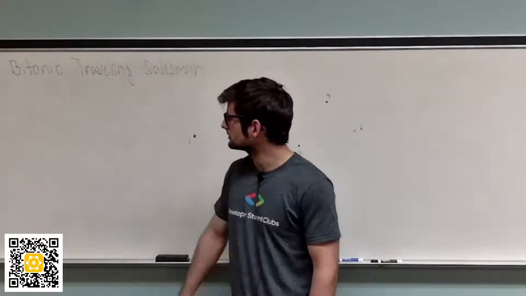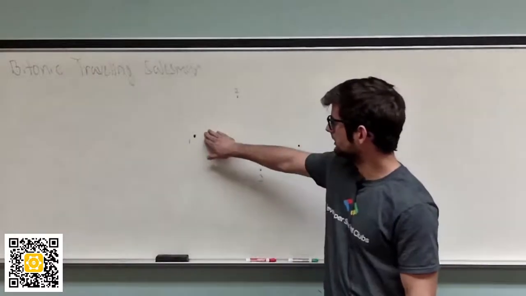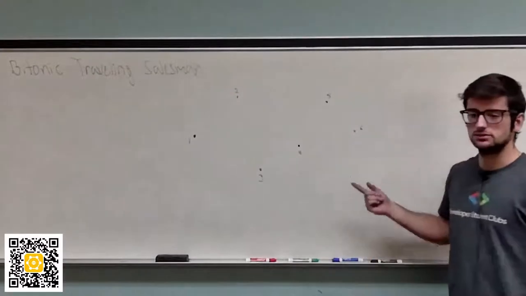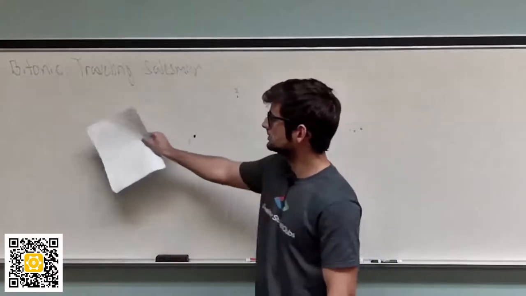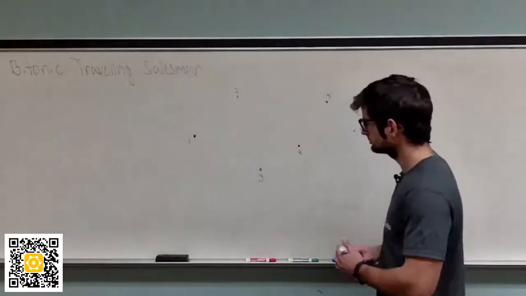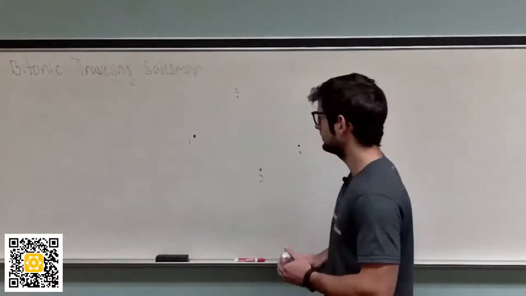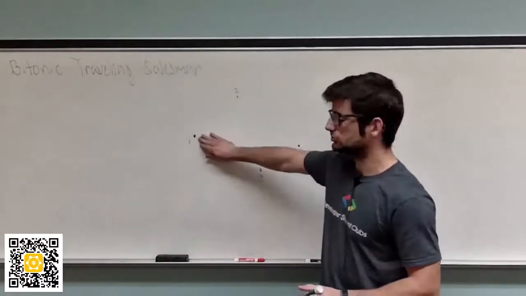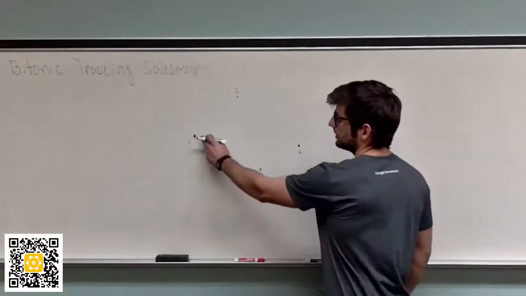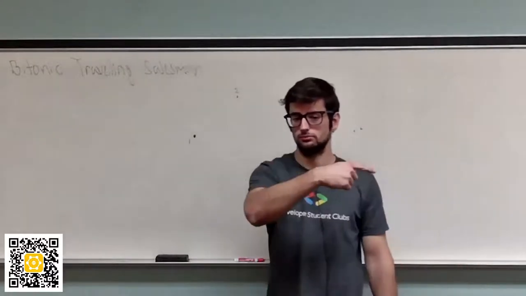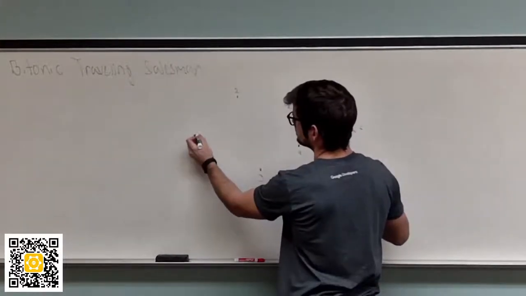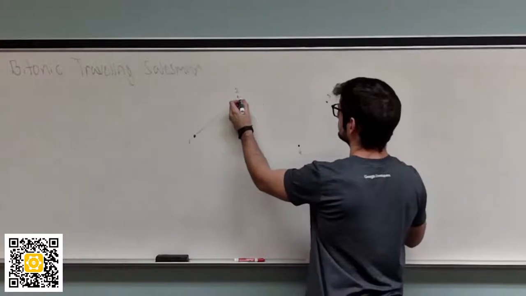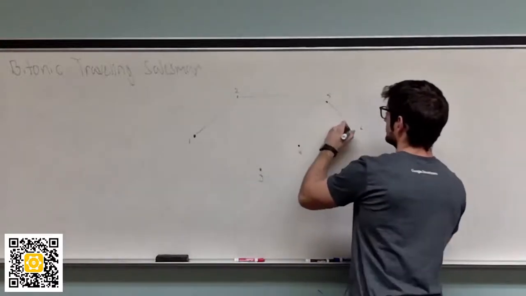This problem is called the Bitonic Traveling Salesman. We're given a couple of nodes with X and Y coordinates, and we want to find the shortest Bitonic path. So what is a Bitonic path? A Bitonic path is that you start at the leftmost node, which is zero. From there, you only travel rightwards. So from one, we only travel right. So let's say we go to two. Then we continue traveling right. We go to five, and then we go to six.